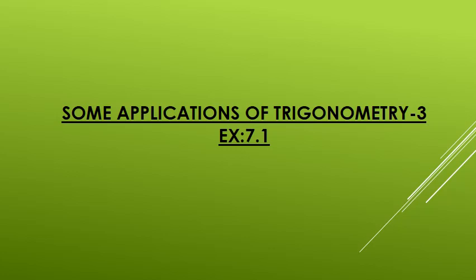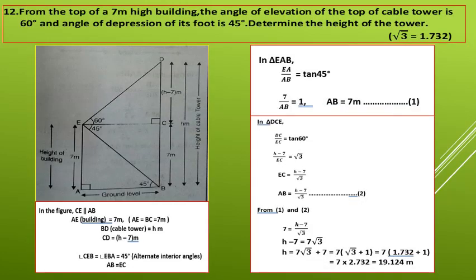Today also we are going to continue the exercise 7.1. Question number 12. From the top of a 7-meter high building, the angle of elevation of the top of a cable tower is 60 degree and the angle of depression of its foot is 45 degree. Determine the height of the tower. Use root 3 is equal to 1.732.